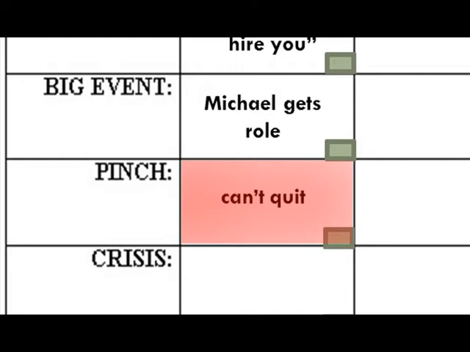Of course, it's not just bad enough that he's stuck playing Dorothy Michaels. His personal life becomes hell because he's stuck in this role.